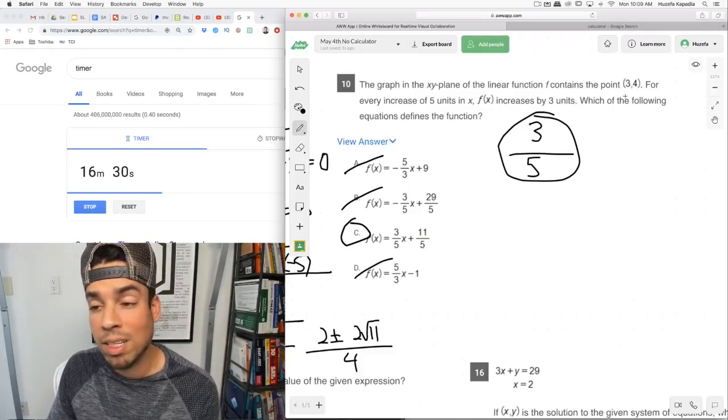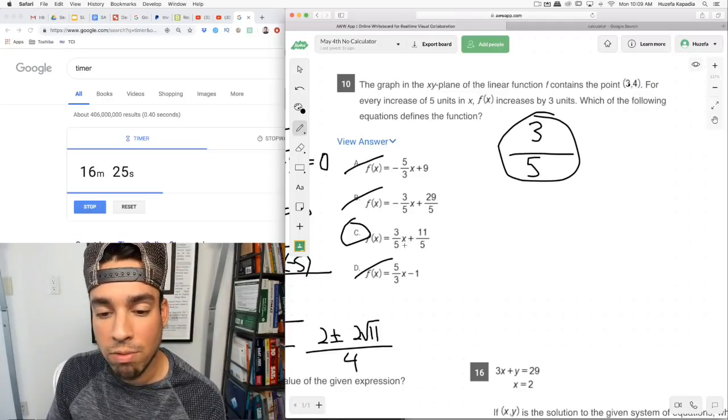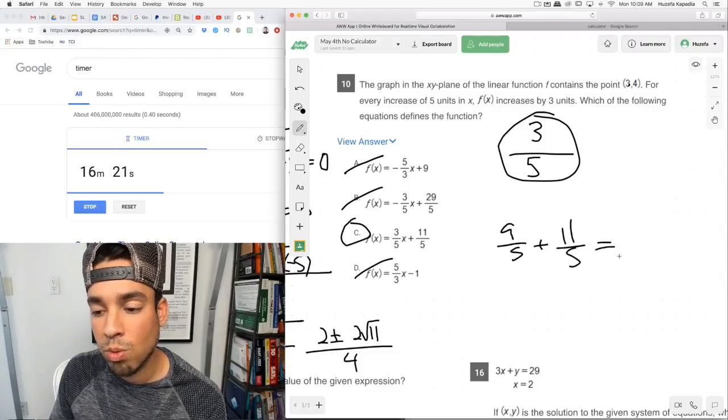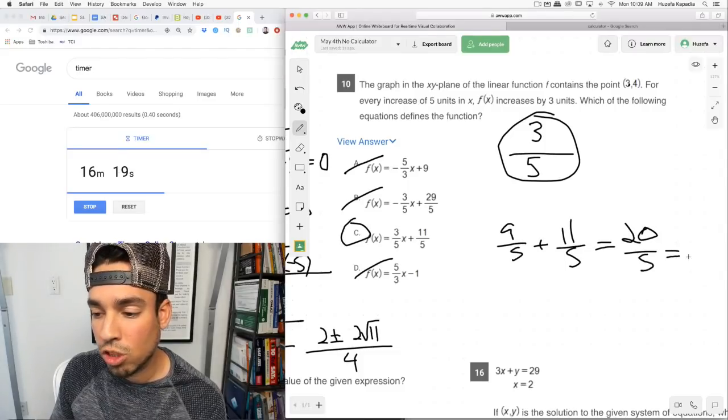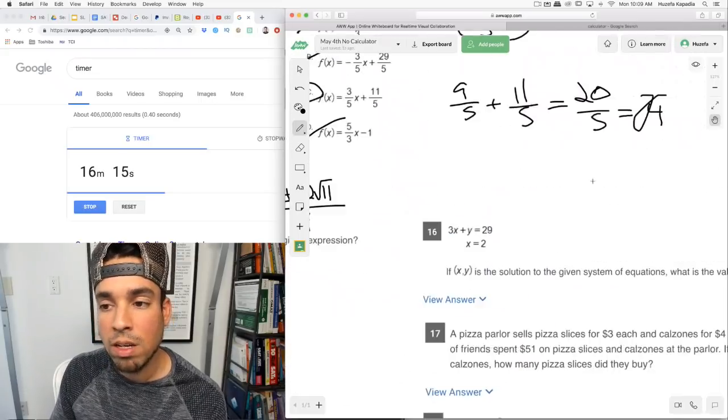Now, do I care about the 3, 4? In this case, no. But if I want to be extra careful, I'll plug 3 in and make sure I get 4. So if I plug 3 in, I get 9/5 plus 11/5. And guess what? That equals 20/5, which does, of course, equal 4. And so the 3, 4 does exist on the line, and we're good.